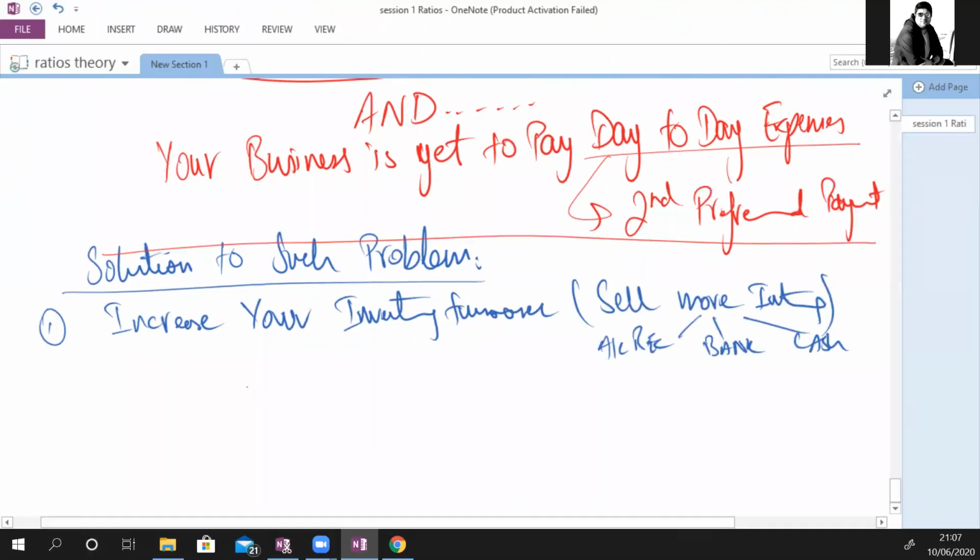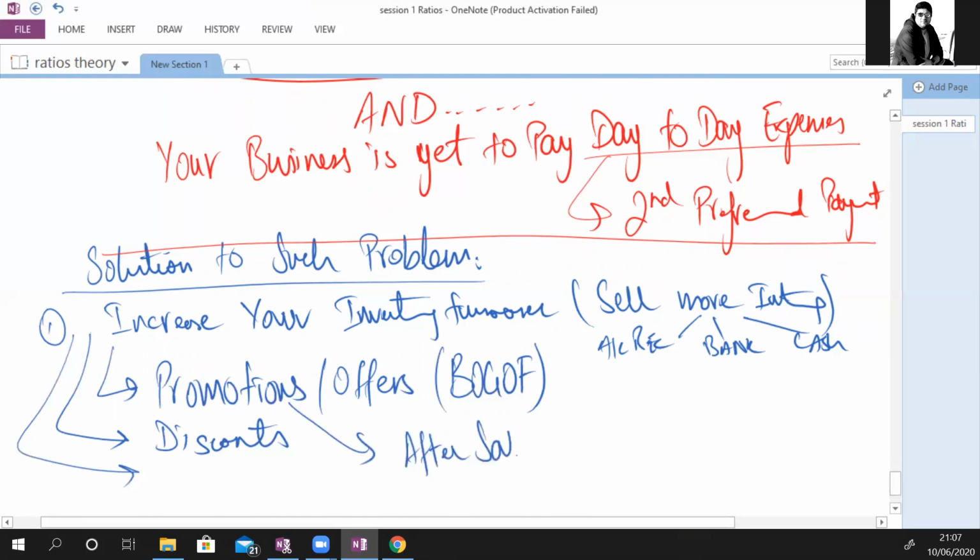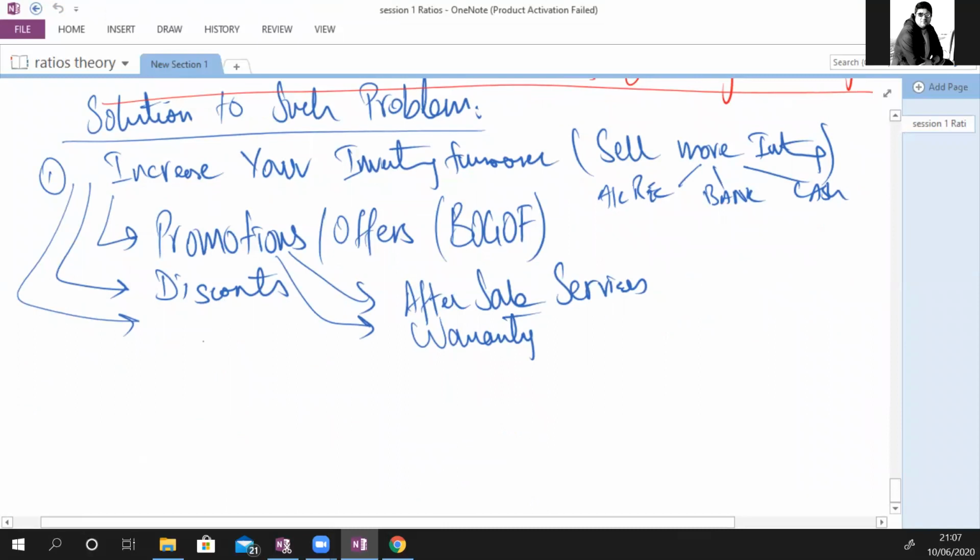अच्छा, how can you do it? There are multiple means of doing it. Promotions, discounts, offers. Promotional offers जिसमें bogof, buy one get one free, after sale services, warranty and all. You can give more and more promotions. Discounts आप offer कर सकते हैं.